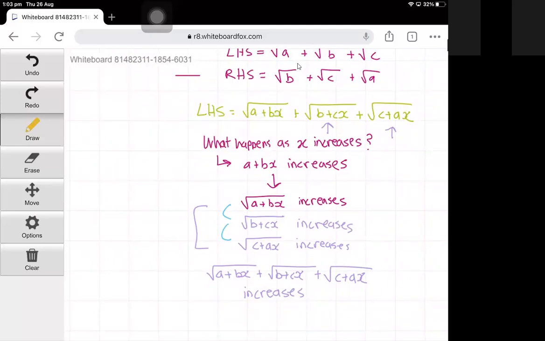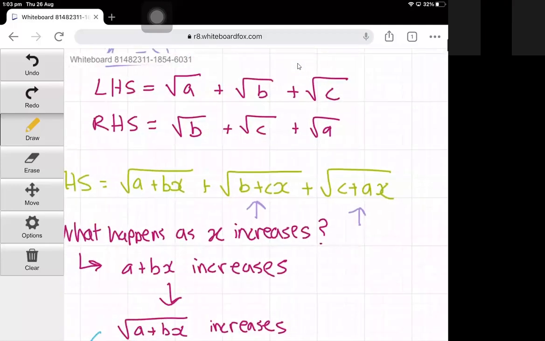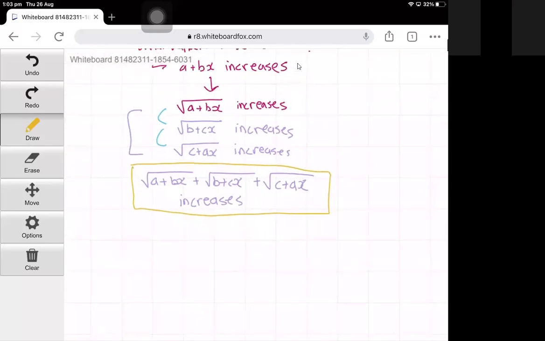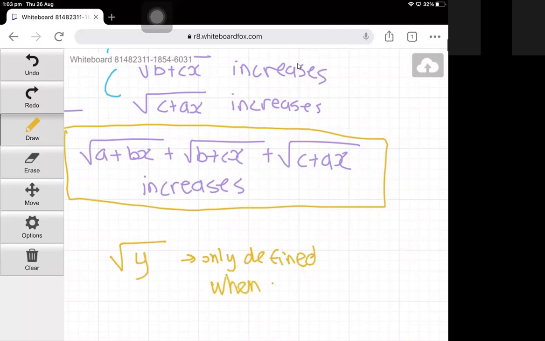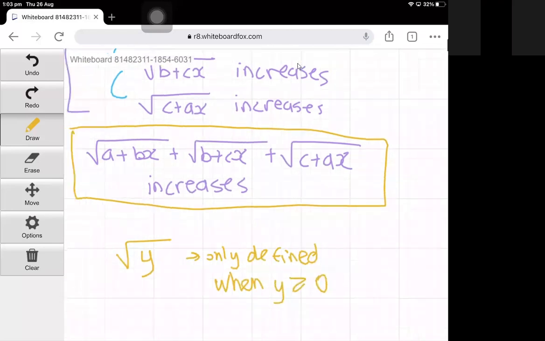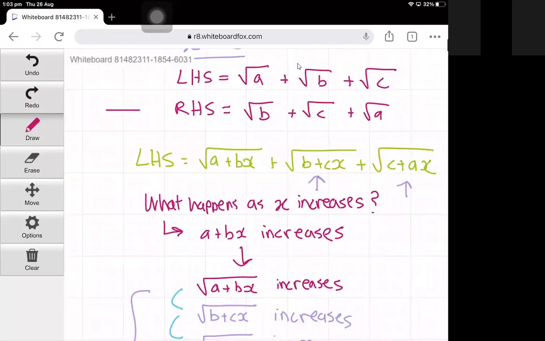So what would a graph of the left-hand side look like? We know as x increases, the left-hand side increases. Another thing to recall is the square root function is only defined when its input is at least 0. So for example, square root of y is only defined when y is at least 0. So it means there's a minimum value of x where the left-hand side is defined, and the minimum value of x must satisfy all of these three things being at least 0, and one of them is going to be 0.